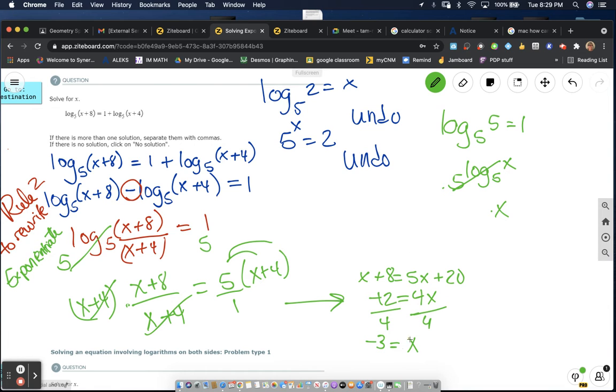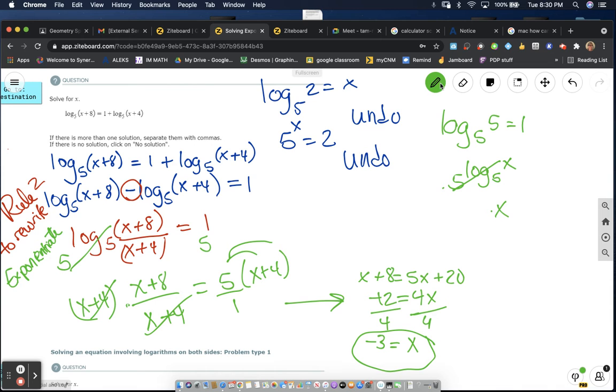I know that seemed like a lot of work, but the trick is simply this little trick right here. This is a good trick. Taking the log, we'll learn how to do that in a second, but exponentiating is a cool little trick.